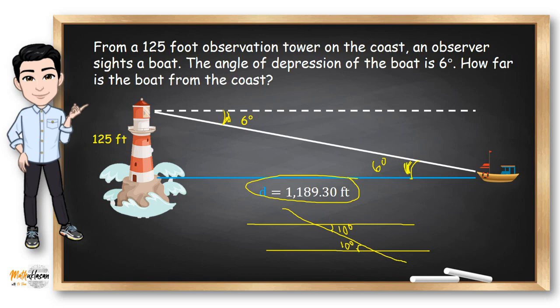And here, you can refer to this triangle. Diba? At anong gagamitin nyo? Tangent pa din kasi involved pa rin yung opposite at yung adjacent. And of course, we will just get the same answer, which is 1,189.30 feet.